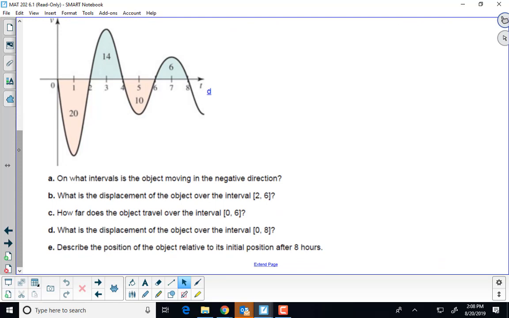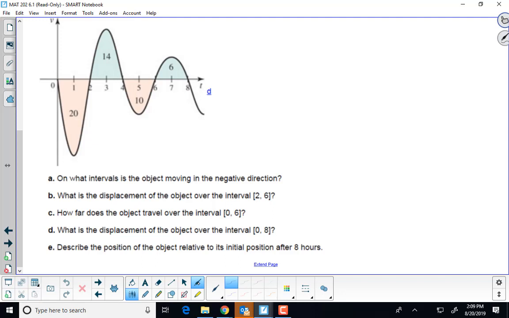On what intervals is the object moving in the negative direction? What is the first interval where it's moving in the negative direction? Everybody thought about it? Okay, I hear a 1 to 2, and I hear a 0 to 2. You guys want to change your answer?